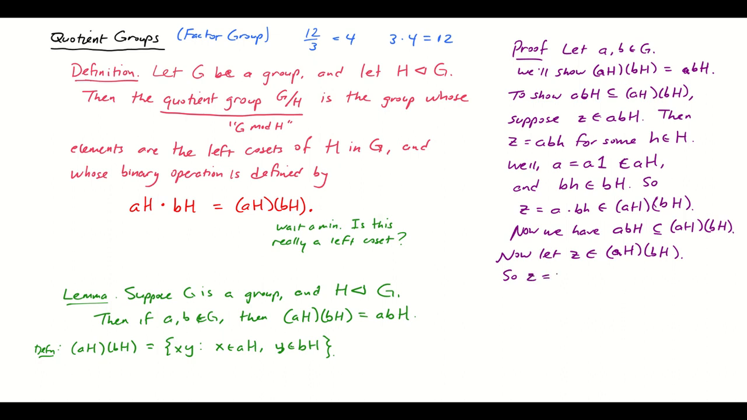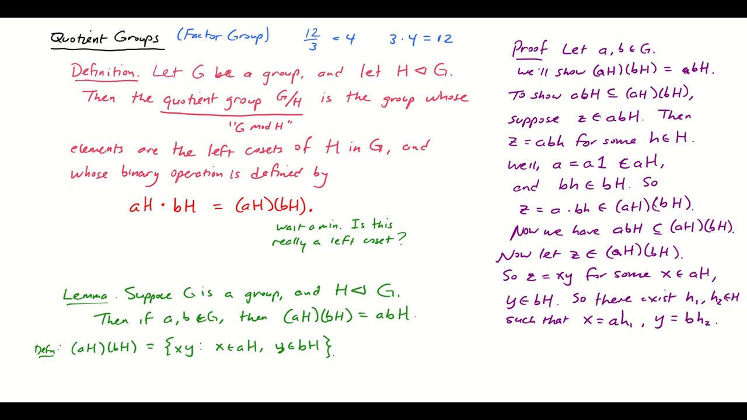So Z equals XY for some X belonging to AH and some Y belonging to BH. Okay, and I can unpack that further. I can say there exist H1 and H2, both in H, such that X equals AH1 and Y equals BH2. So what do we know so far? So we know Z is equal to AH1 BH2.